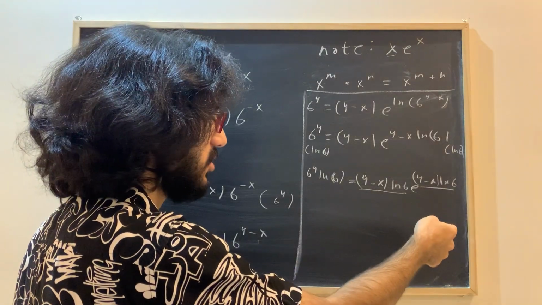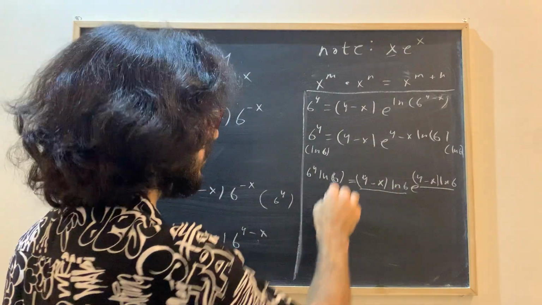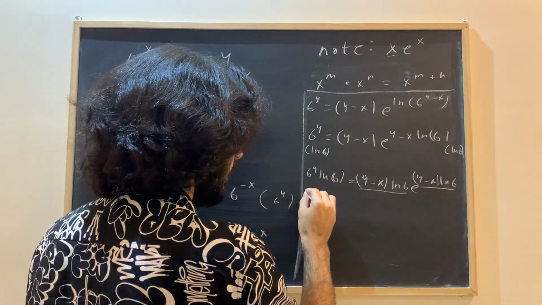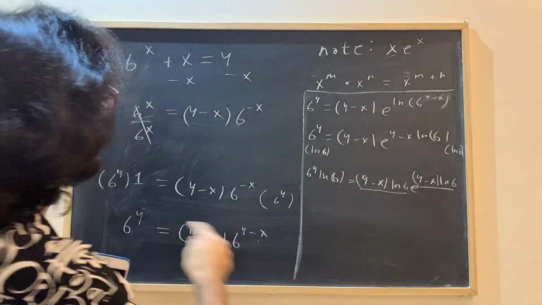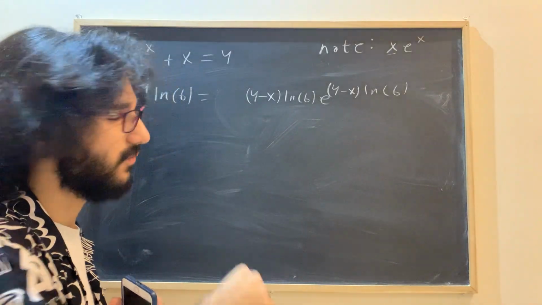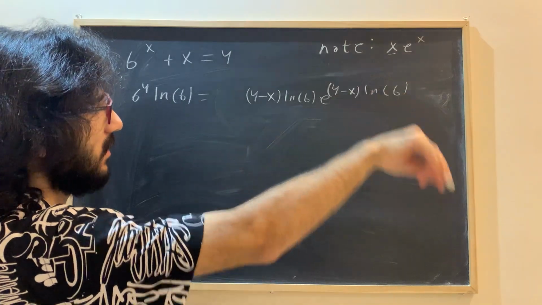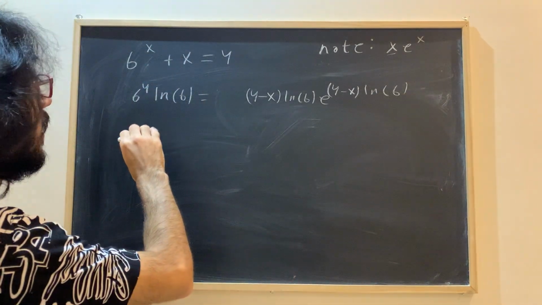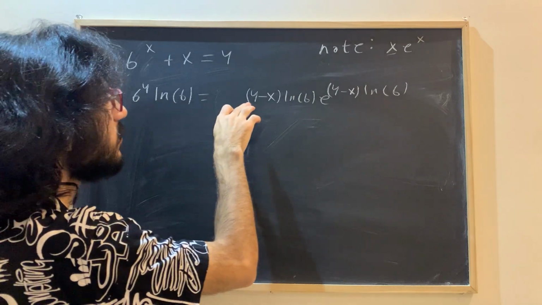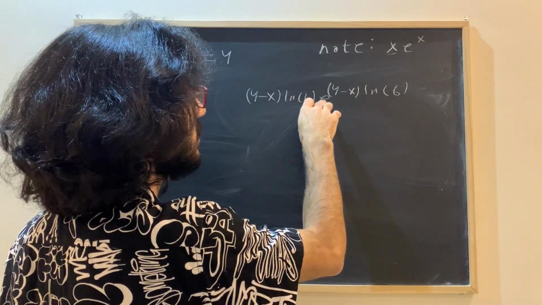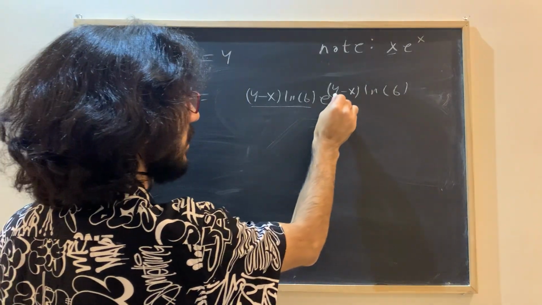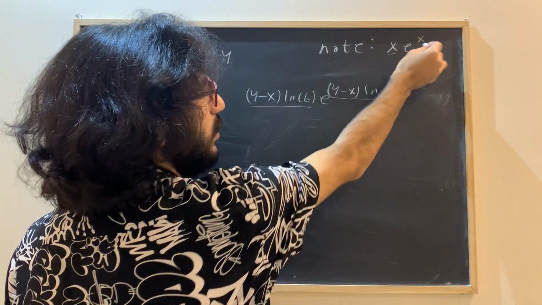Since now they match, what we can do is use the Lambert W function. And once we use it, I'm actually going to erase this. Okay, so now I've rewritten it and erased everything. We go back to the form: 6 to the power of 4 ln 6 equals 4 minus x ln 6 e to the 4 minus x ln 6. So now we know that this and these are equal, which gives us this.